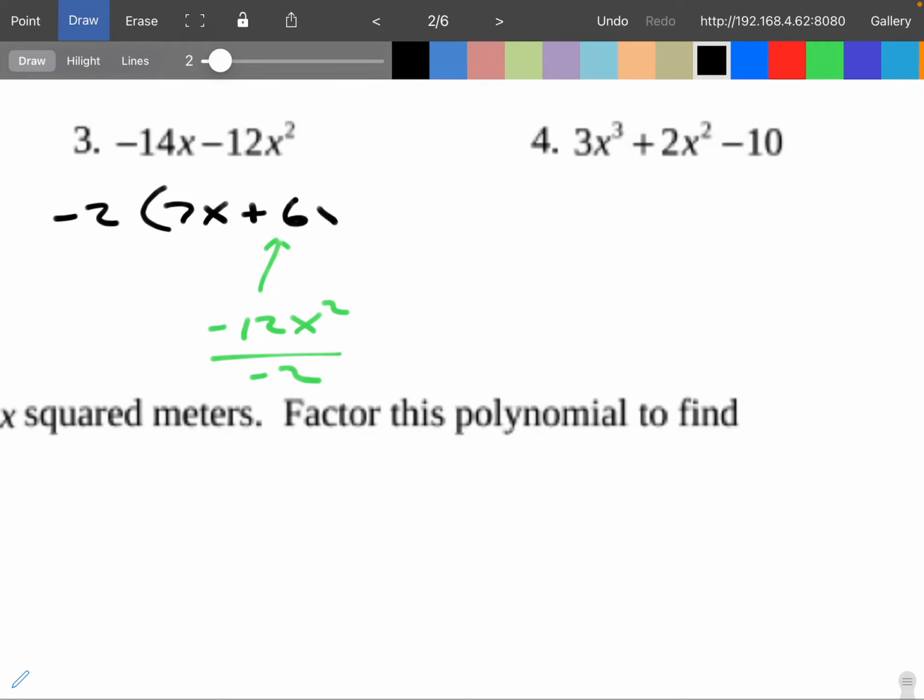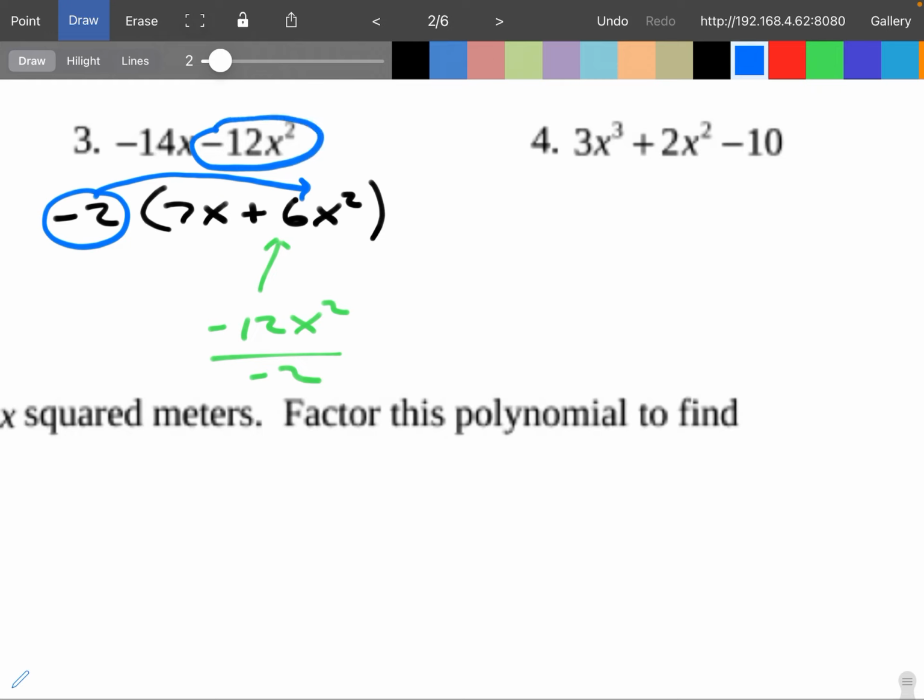Let me make a little more room for that. Like that. And again, if you want to check it, just distribute, do the negative 2 times the positive 6x squared, and you should get this right here, right? Negative 2 times positive 6x squared is negative 12x squared.